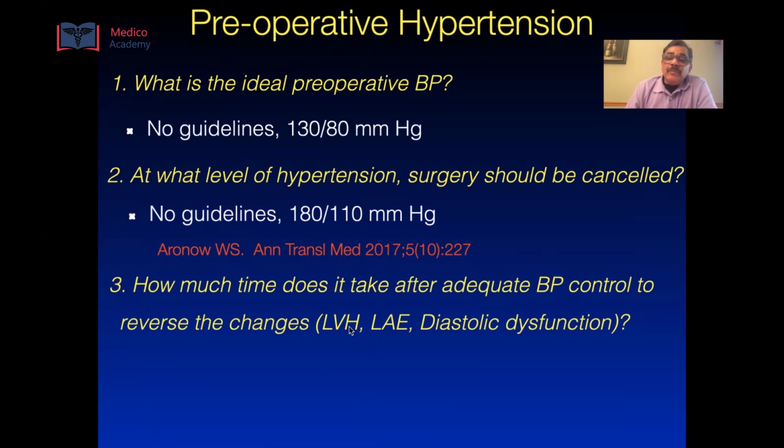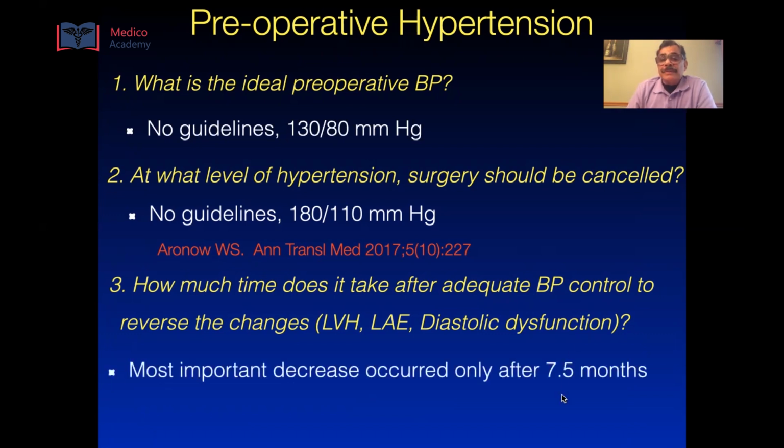Left ventricular hypertrophy can be changed. Left atrial enlargement is reversible. Diastolic dysfunction to some extent, not completely, but it takes many, many months. One study showed that significant improvement occurs only after 7.5 months. So definitely more than 6 months, maybe 1 or 2 years before you see significant improvement in the LVH and in the left atrial dimensions. Diastolic dysfunction, nobody is sure whether it is completely reversible or not, but definitely it is improved.